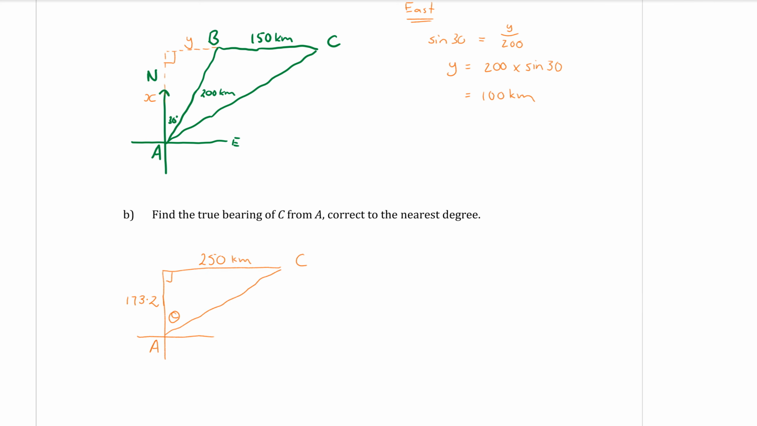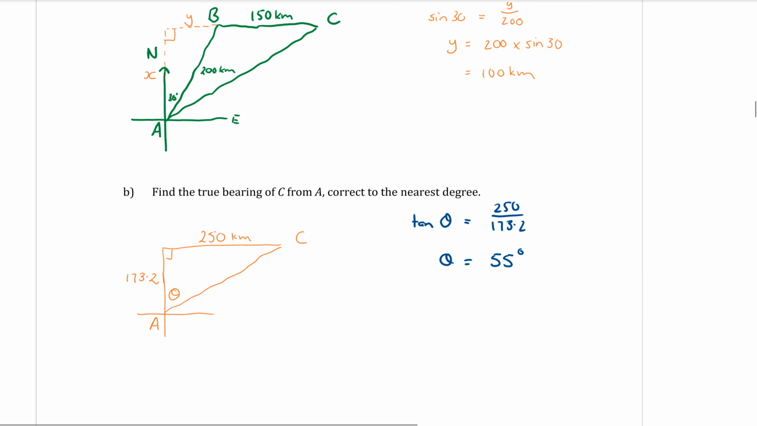So to find the theta, I have got the opposite and the adjacent. I'll be using tan. Tan theta equals, my opposite is 250 and my adjacent is 173.2. To get the theta, you need to inverse tan. We haven't done one of these yet today. So you inverse tan 250 over 173.2. And it says to the nearest degree. Did anyone do it? 55. Well, to the nearest degree, so I'm just going to stop at 55. Okay, so that's the angle.